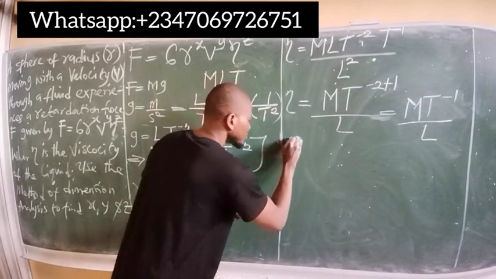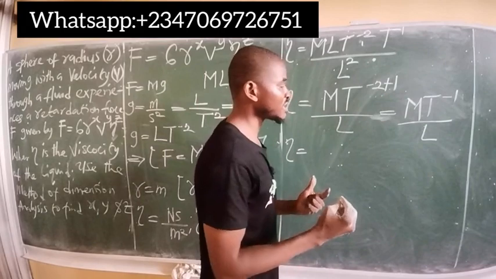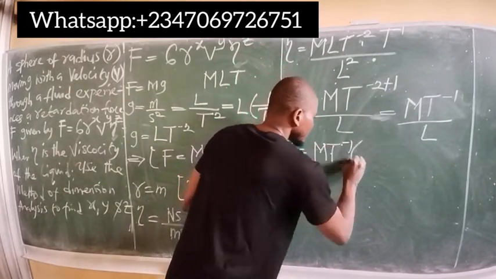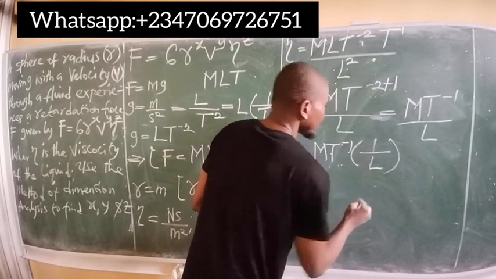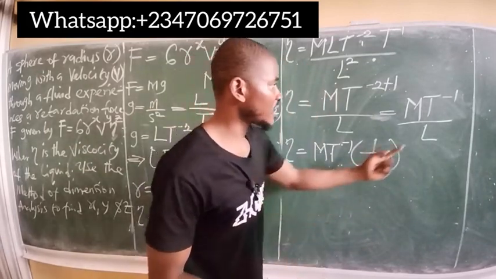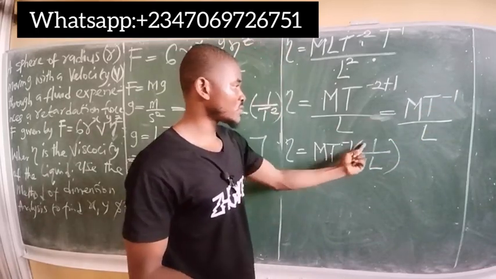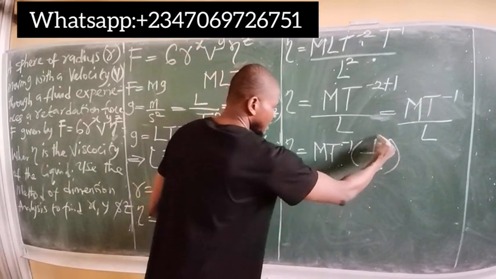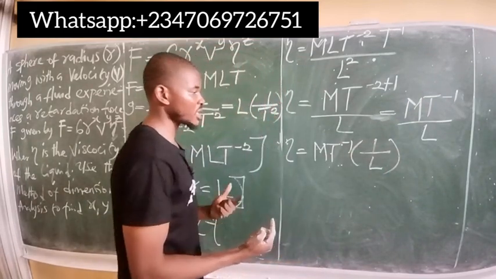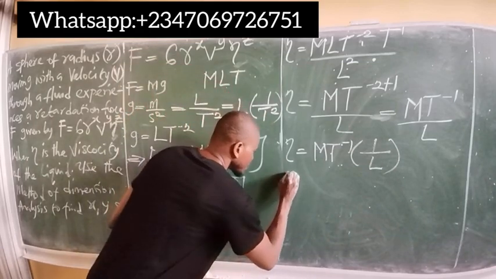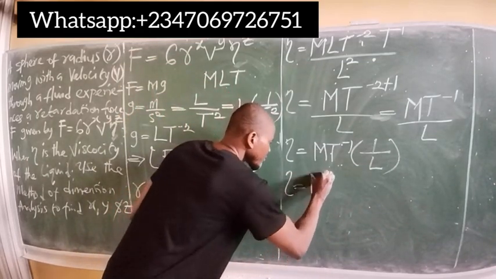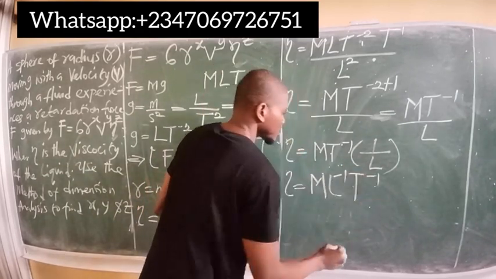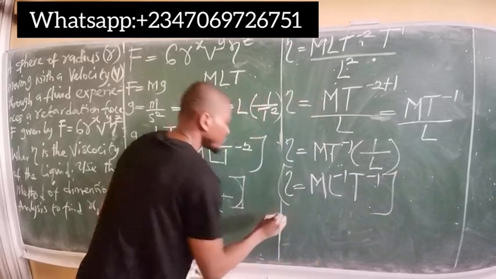Okay, so the dimension of viscosity is now equal to, so let's factorize now. We can simply bring out M T to the power of minus 1 into, this becomes 1 all over L. Okay, we simply have this, of course, factorizing M T to the power of minus 1. If this multiplies 1, we still have the same equation. Okay, so by indices, we can now simply write 1 over L to simply be what? L to the power of minus 1. So if we rearrange the equation, we simply have this to be M L to the power of minus 1, that is this now, then T to the power of minus 1. So this becomes the dimension of viscosity.